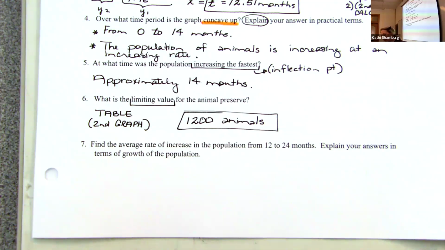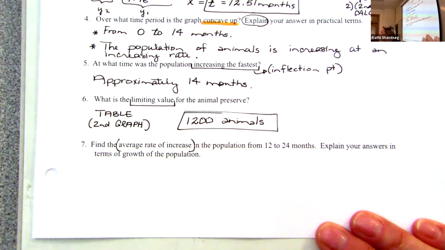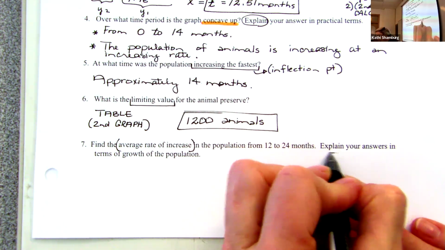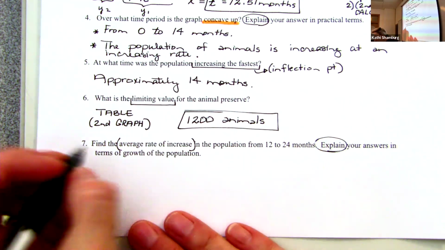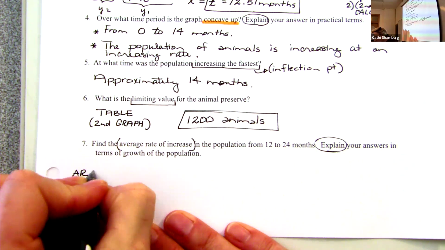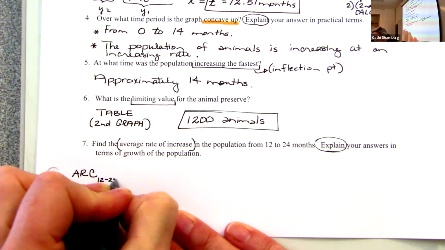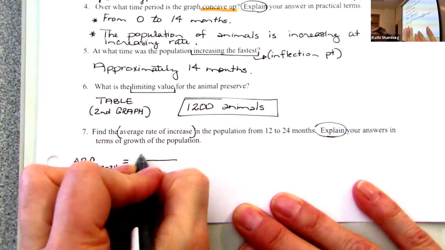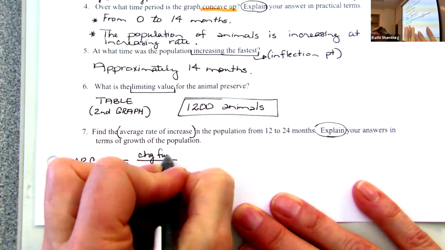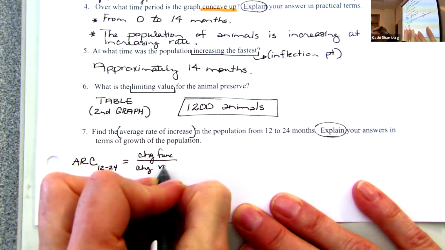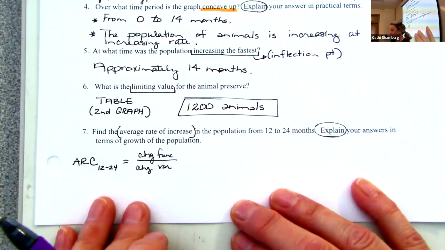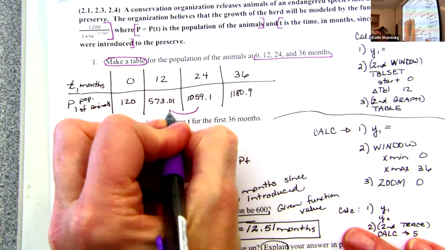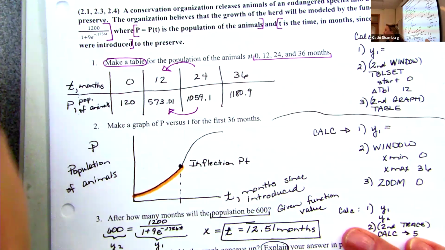All right. Find the average rate of increase in the population from 12 to 24 months and then explain. Okay, so we're gonna find the average rate of increase or the average rate of change from 12 to 24. Okay, what's that formula? It's what over what? Change in function of the change. Exactly right. Change in function over change in variable. And we're doing 12 to 24. So I'm going to come back up here. Here's my 12 and my 24. And remember, we pull and we go backwards when we do that subtraction.